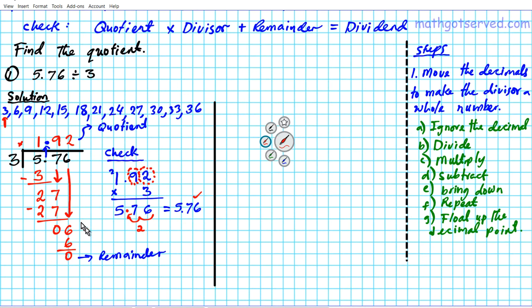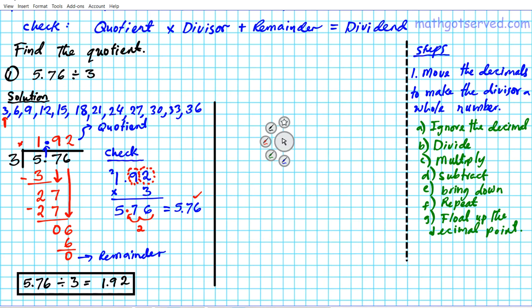Okay, so let's go ahead and write down our concluding statement. 5.76 divided by 3 is 1.92. Okay, let's go ahead and box that.